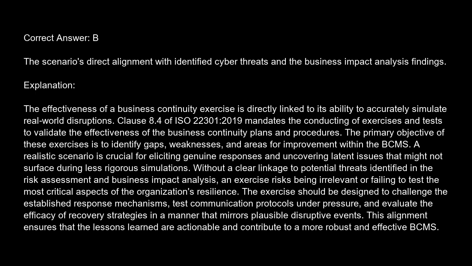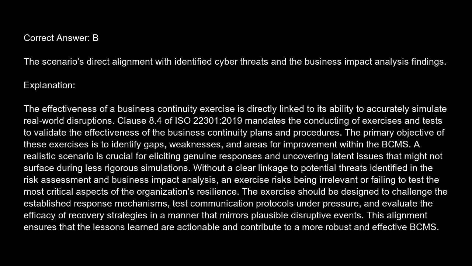The correct answer is B. The scenario's direct alignment with identified cyber threats and the business impact analysis findings. Explanation. The effectiveness of a business continuity exercise is directly linked to its ability to accurately simulate real-world disruptions. Clause 8.4 of ISO 22301:2019 mandates the conducting of exercises and tests to validate the effectiveness of the business continuity plans and procedures.